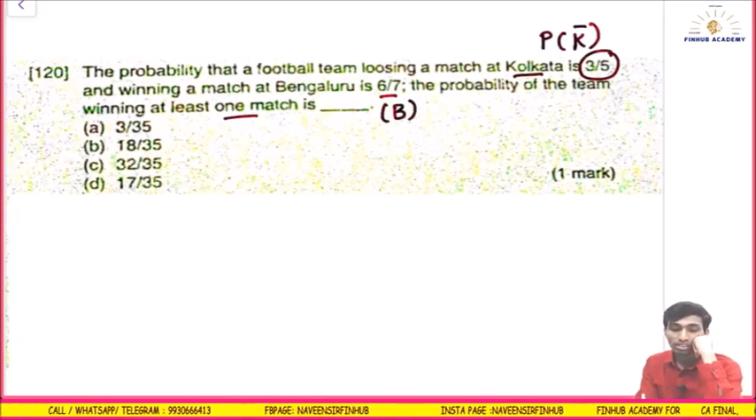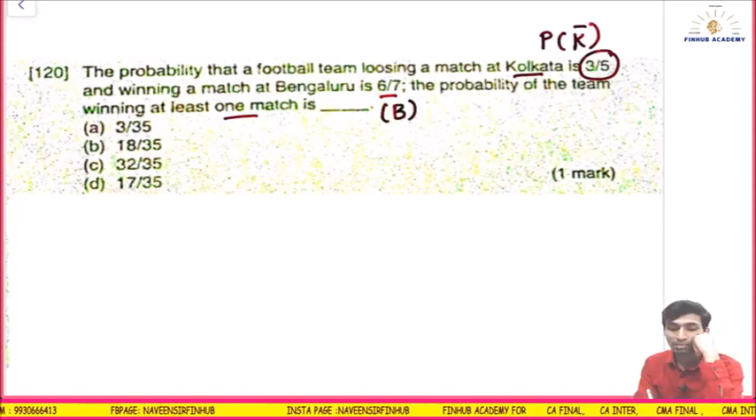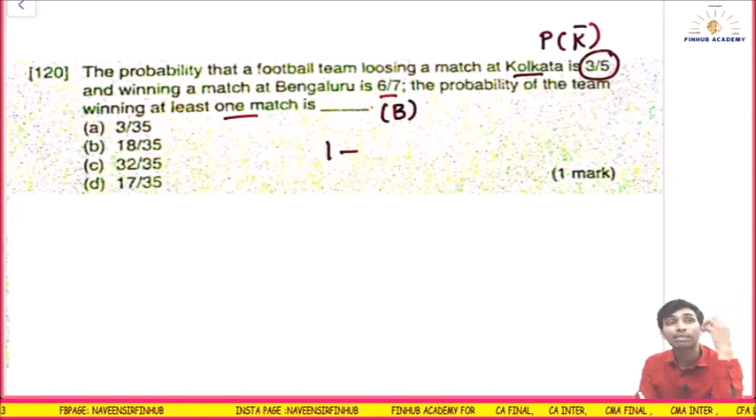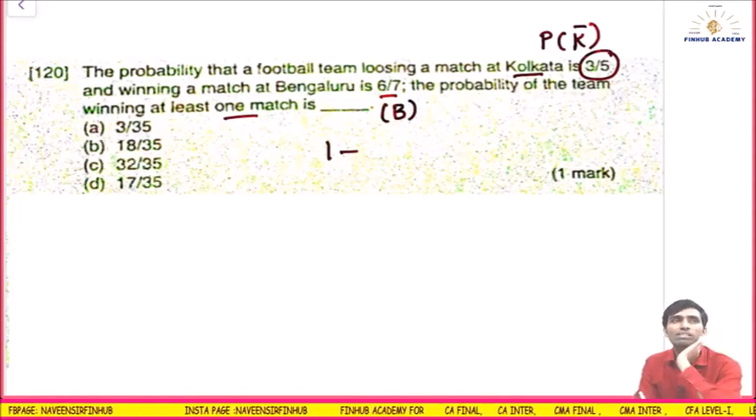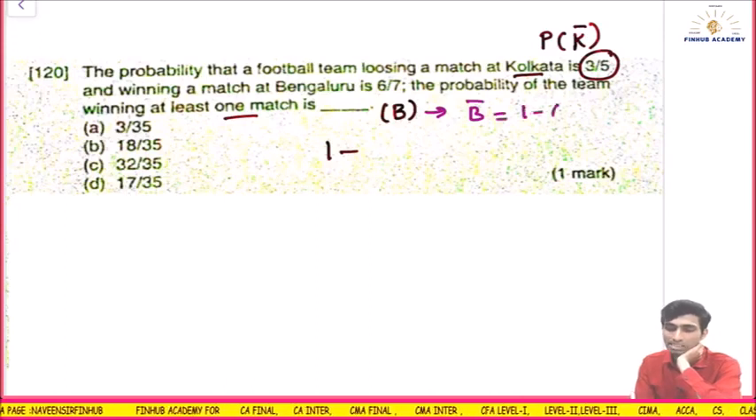So what is asked is at least one. You remember I said at least one match means 1 minus the case when they lose both the matches. This is B, not B bar. So what is my B bar? B bar will be 1 minus 6 by 7, which is 7 minus 6, that is 1 by 7.